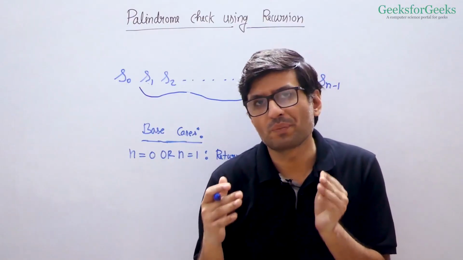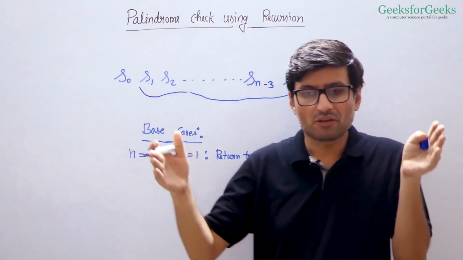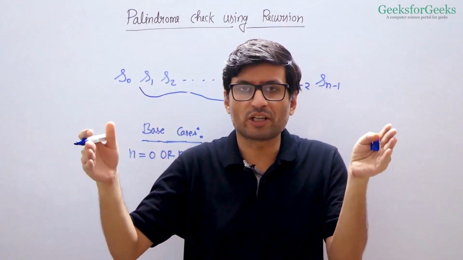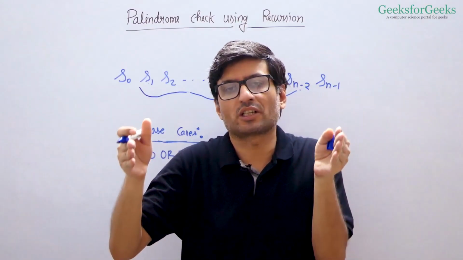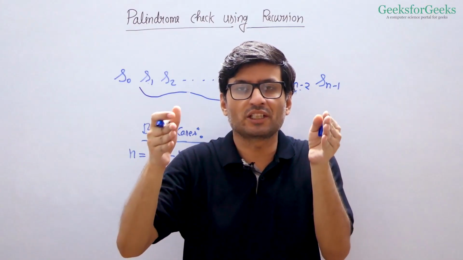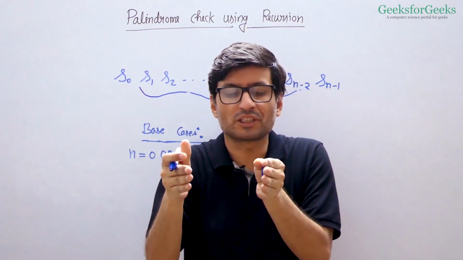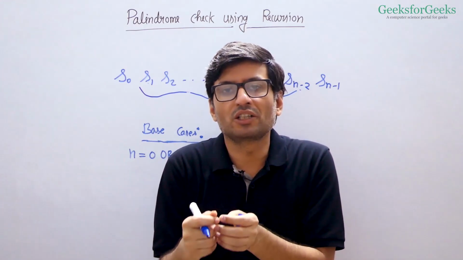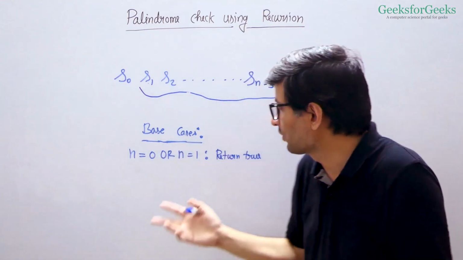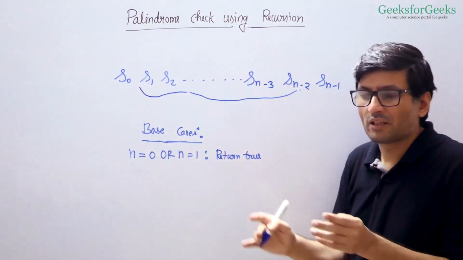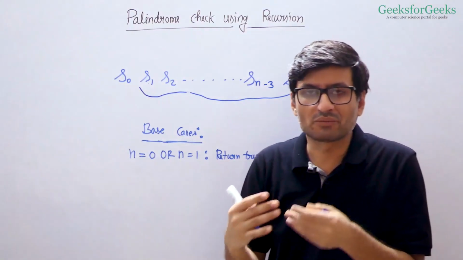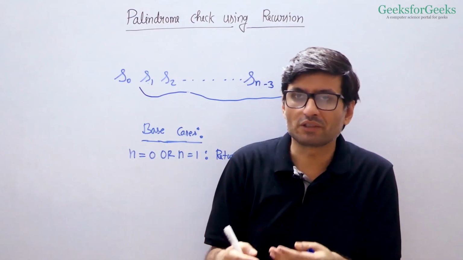Let's now talk about base cases. If we are solving for the corner characters first, then recursively checking the smaller substring, and then recursively checking for a smaller substring again, what will happen? You will ultimately end up with one of these two base cases. Either the string length will become 0. It will happen when you have an even length string.